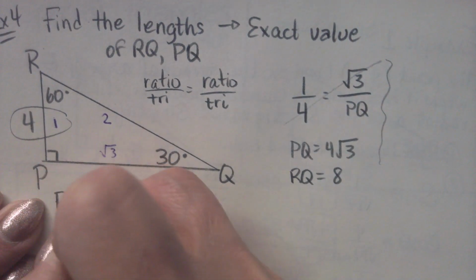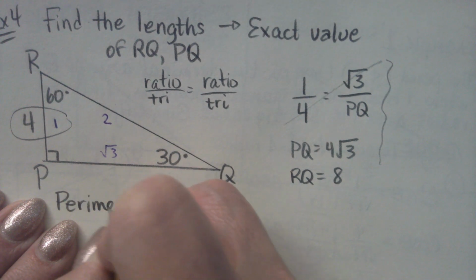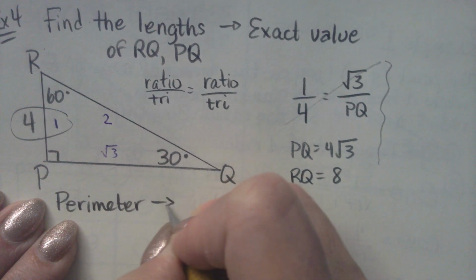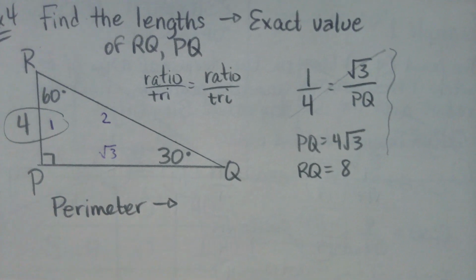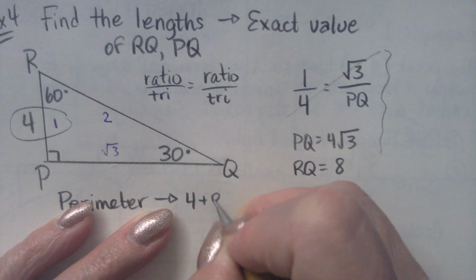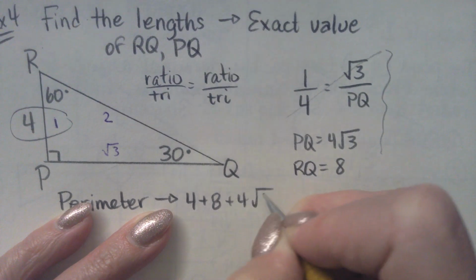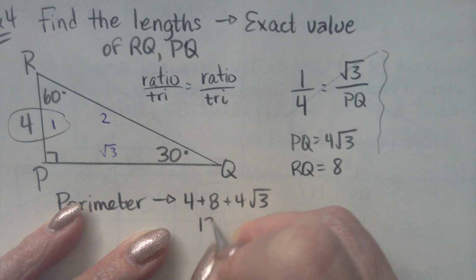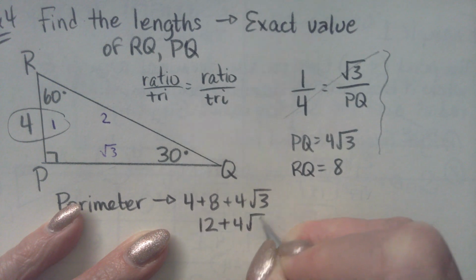So they may ask you, like, what is the perimeter? What would you do if you wanted the perimeter? Right. 4 plus 8 plus 4 root 3. Remember, that's 12 plus 4 root 3.